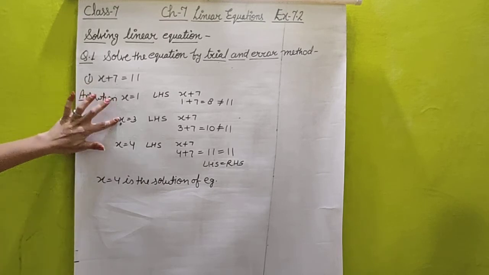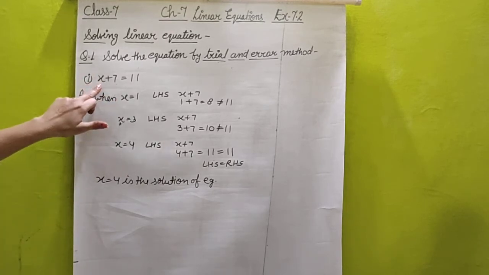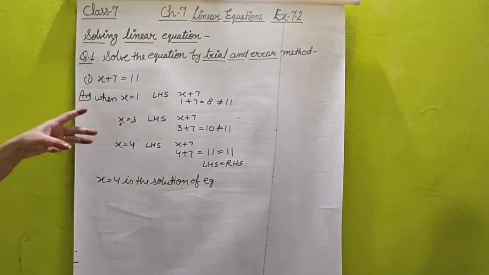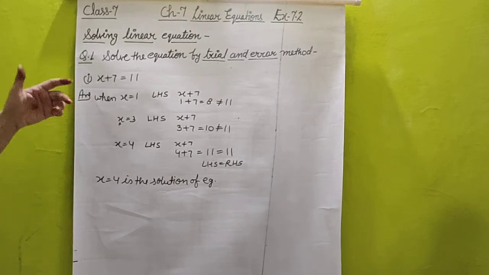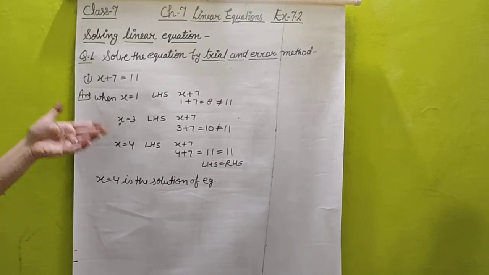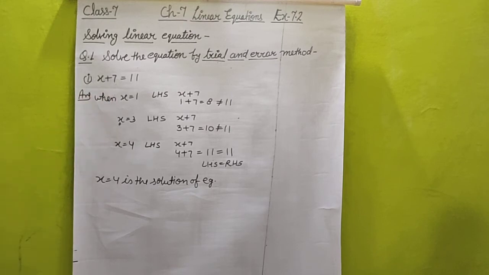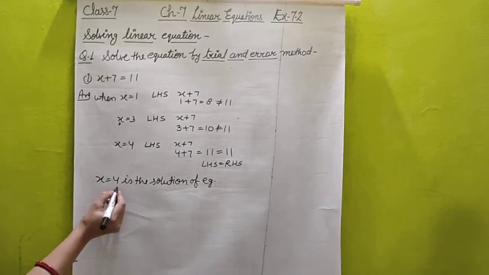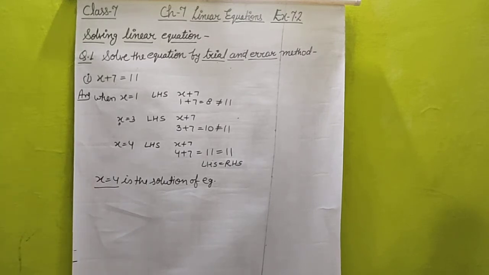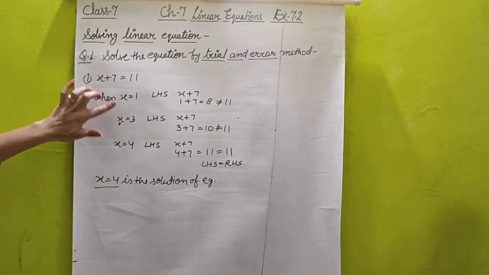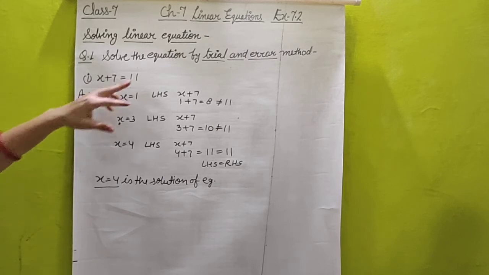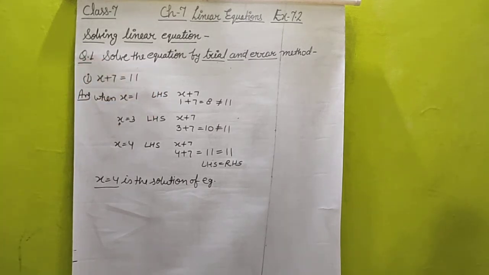You are to put different values of the given variable. According to you, any value you can take, but at least 3-4 values you are to take. In the minus also, minus 1, minus 2, minus 4, you can put values. When LHS and RHS are equal, that will be the answer, as here x is equal to 4 is the answer. Again I am saying, we are putting different values and trying to get the answer. That's why this is the trial and error method.